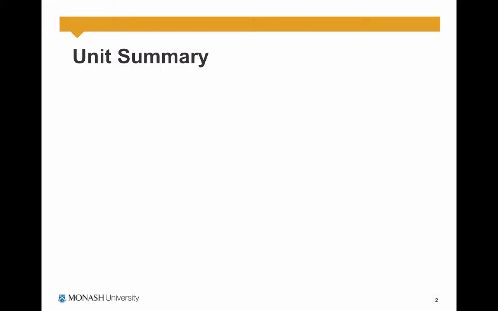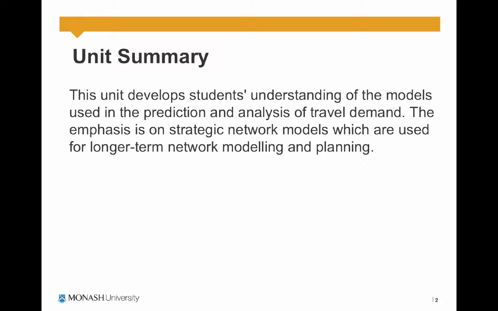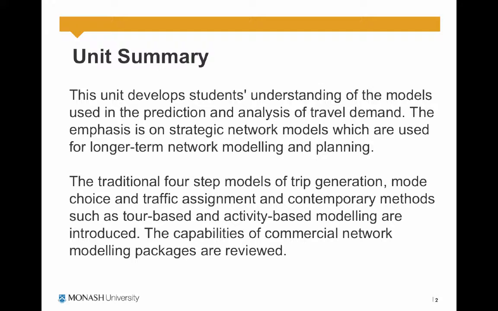Let me start with a little bit of summary of what we're going to cover in this unit. In this unit, we develop your understanding of the models used in the prediction and analysis of travel demand, and we will emphasize strategic network modeling that is often used for longer-term network modeling and planning. We will cover traditional four-step models, including trip generation, trip distribution, mode choice, and traffic assignment. And we will also cover some contemporary methods such as tour-based and activity-based modeling. We will also go over some of the capabilities of commercial network modeling packages, including AIMSUN and BioGeme.